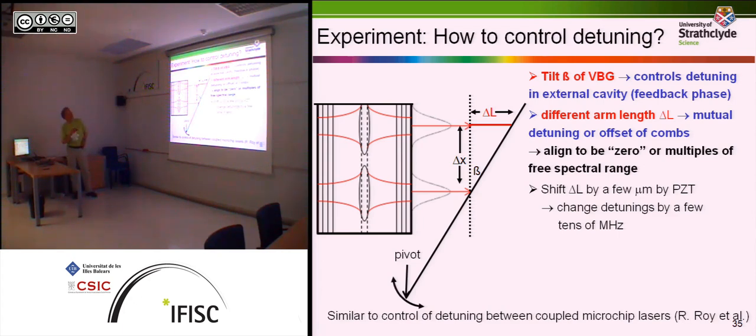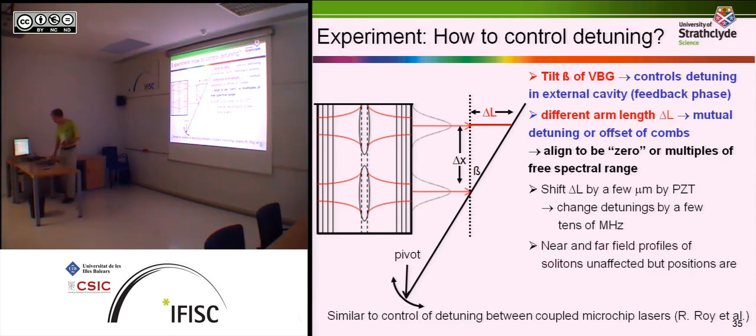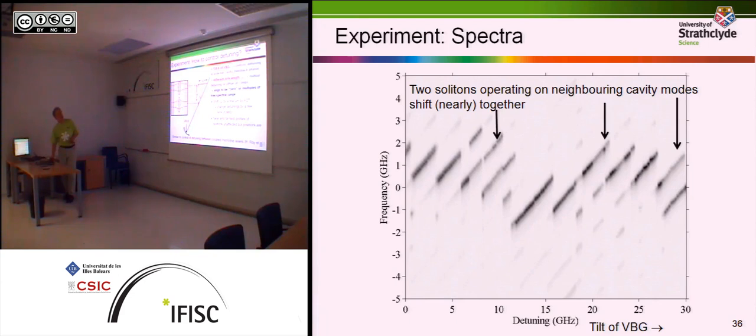And so a shift of this relative length of the cavity by a few micrometers with a PZT changes the detuning by a few tens of megahertz. And at that small change, the near field and far field profiles are essentially not affected. So we don't change the solitons themselves. And that is what you see here then. So this is the tilt of the volume Bragg grating, or the equivalent relative detuning.